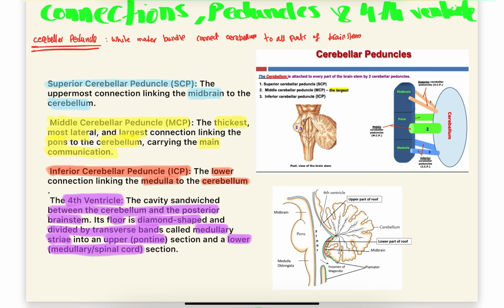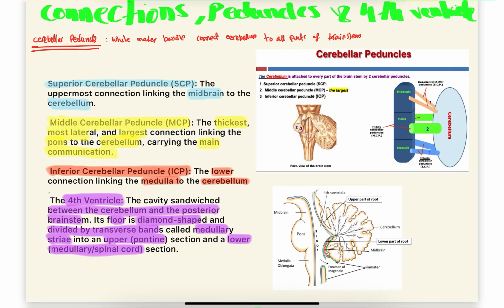Now, talking about the fourth ventricle. So, if you remember in the previous lectures, previous videos, we talked about the fourth ventricle. So, the fourth ventricle here in this area, as you can see, it looks like what? This cavity is sandwiched between the cerebellum and the posterior brainstem. So, this is the brainstem. So, posterior to the brainstem right here, and also it's sandwiched between it and the cerebellum.